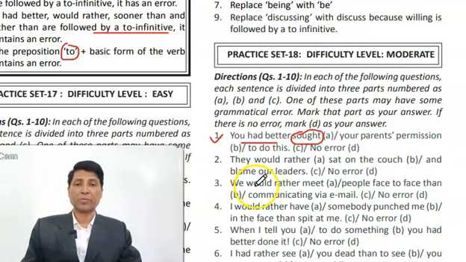Look at question number 2. They would rather sat on the couch and blame our leaders. Again here it is the same problem. Here sat is in the past form, but before that would rather has been used. Would rather is followed by the basic form of the verb, or you can say bare infinitive. So in place of sat, it should be sit.